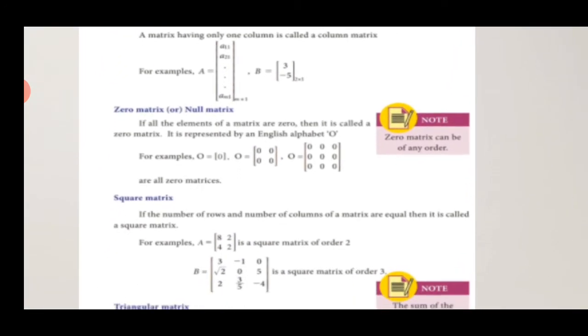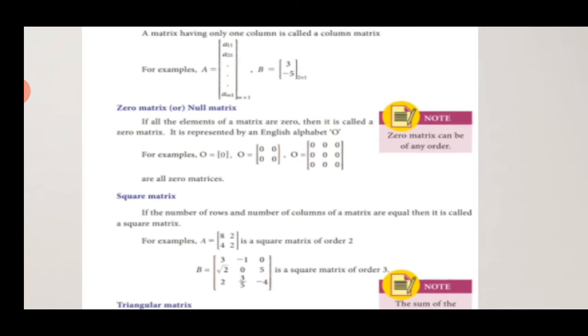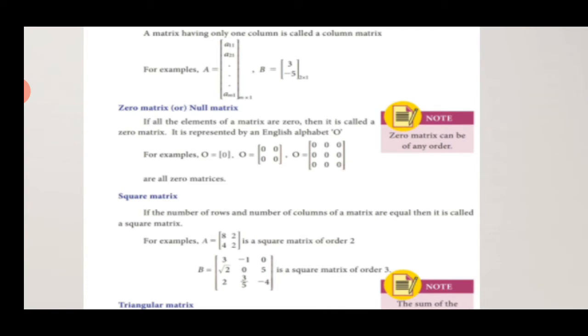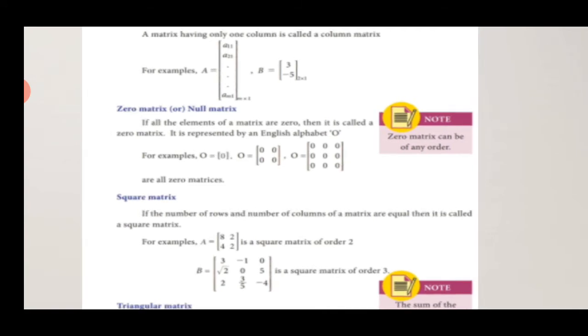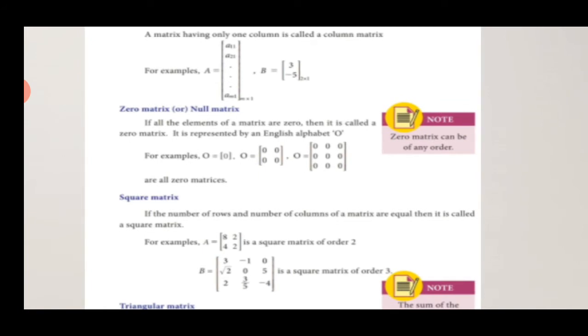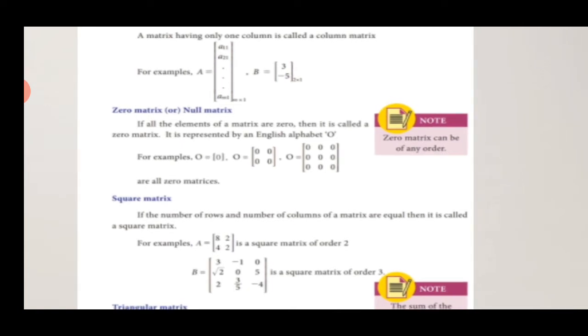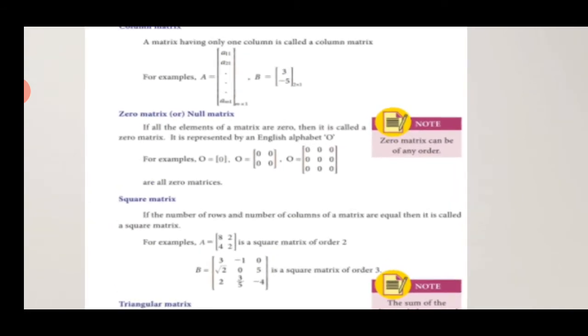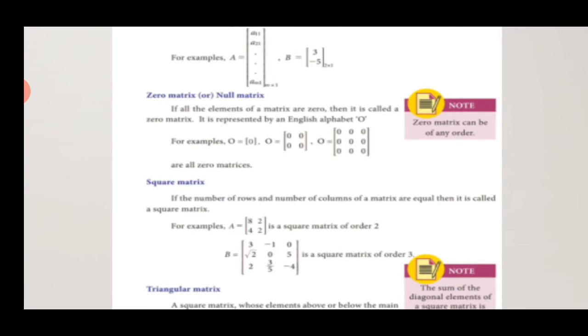What is a zero matrix? Zero or null matrix? Zero matrix means in this matrix all the entries will be zeros. Okay, so that's why it's called a zero matrix. If all the elements of a matrix are zero, then it is called a zero matrix. It is represented by the English alphabet O, capital O, right? And this zero matrix can be of any order. It can be 1 cross 1 or 1 cross 2, 5 cross 3, any order it can possibly be, right?